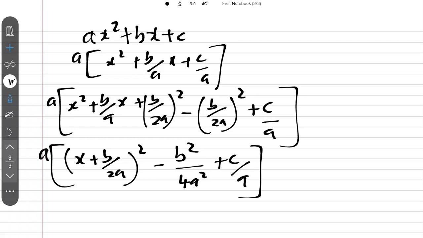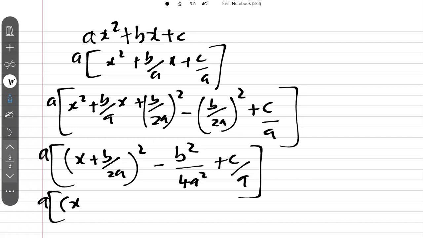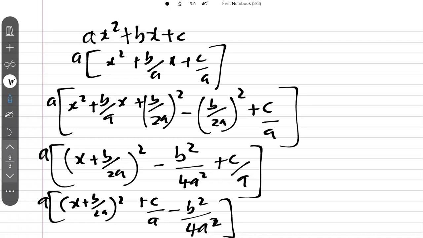And what you do, you look for a common denominator. So here you maintain the a, you have x plus b over 2a squared. There you look for a common denominator. Before I look for a common denominator, I want to swap these two. I'm sure you know there is nothing that has changed there.